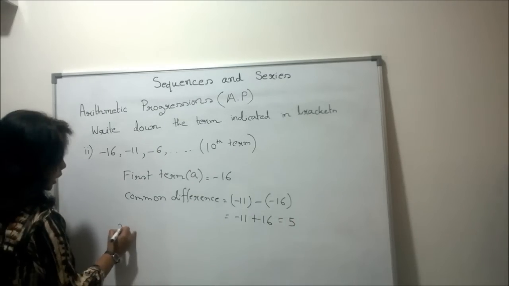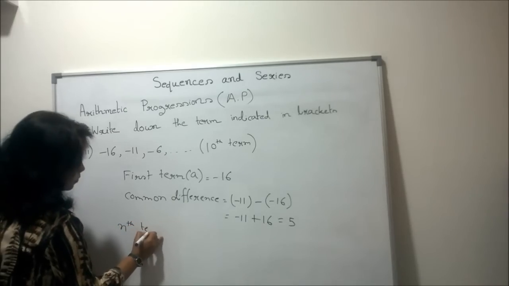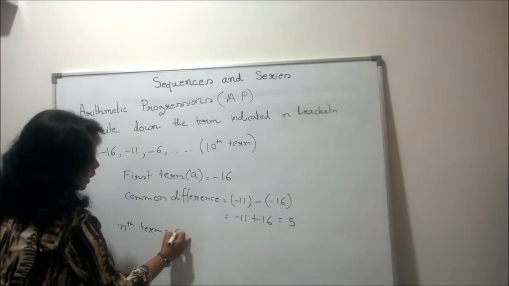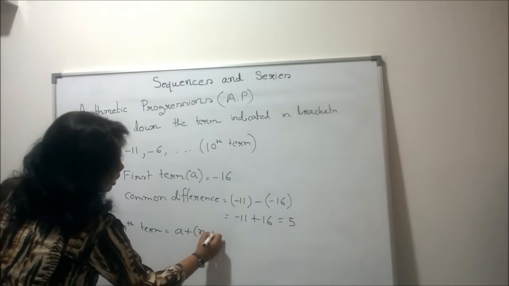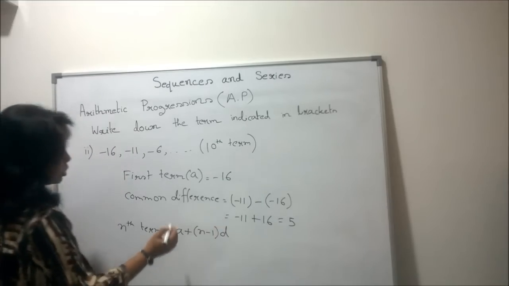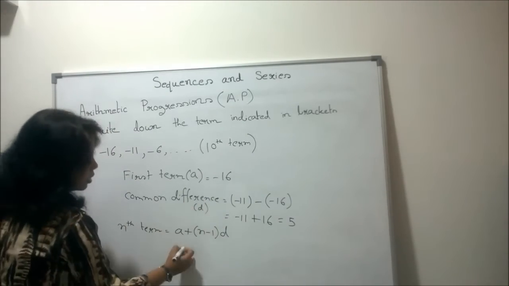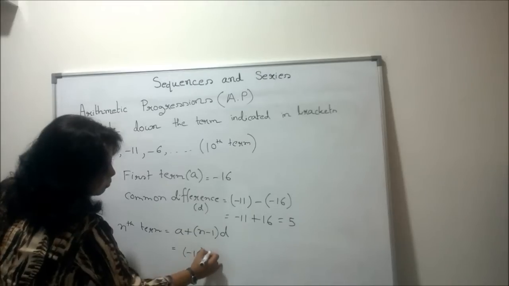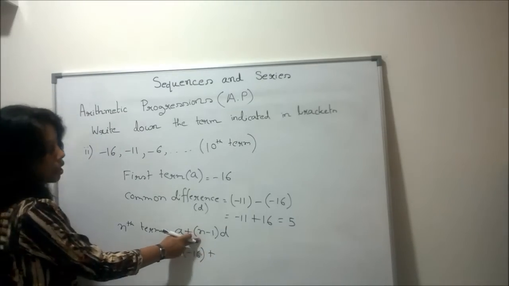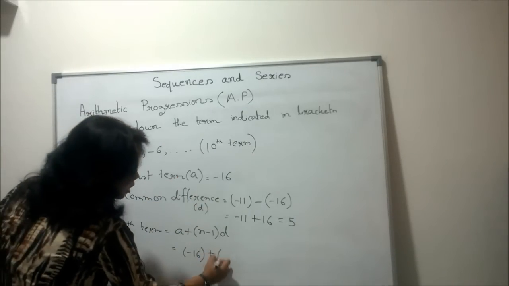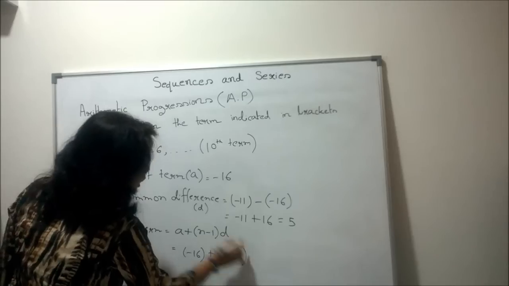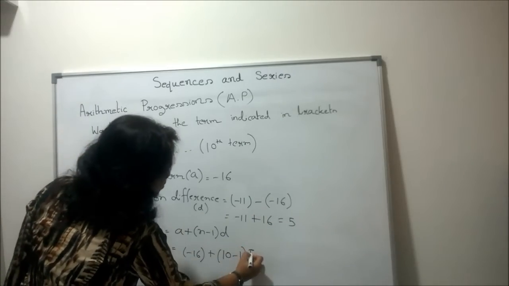We know the nth term is a plus n minus 1 d. So common difference is here d. So a is here minus 16 plus n is here 10, 10 minus 1, and d is here 5.